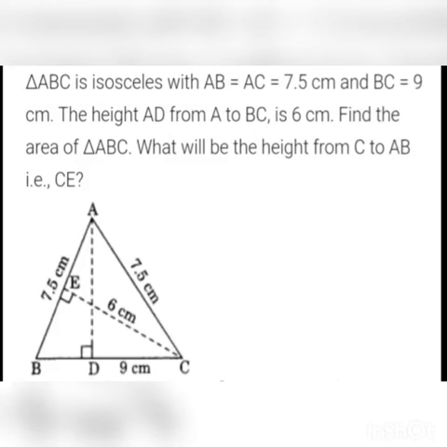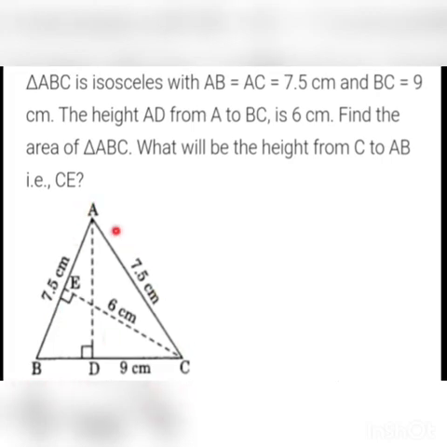Next question. Triangle ABC is isosceles with AB equal to AC equal to 7.5 centimeter and BC equal to 9 centimeter. The height AD from A to BC is 6 centimeter. Find the area of triangle ABC. What will be the height from C to AB? So what do we have to find here? What all things are given in the question?